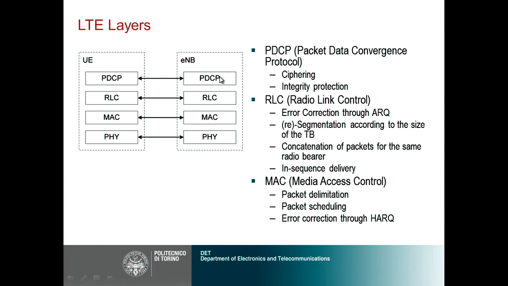So if you look at the different layers from the top going toward the physical layer, we have the PDCP, which is mainly about ciphering, so introducing encryption and encrypting the data. This is not physical layer coding, but upper layer encryption. Then you have the RLC. The RLC is the radio link control, and it is what prepares the data to be transmitted in the appropriate size chunks.